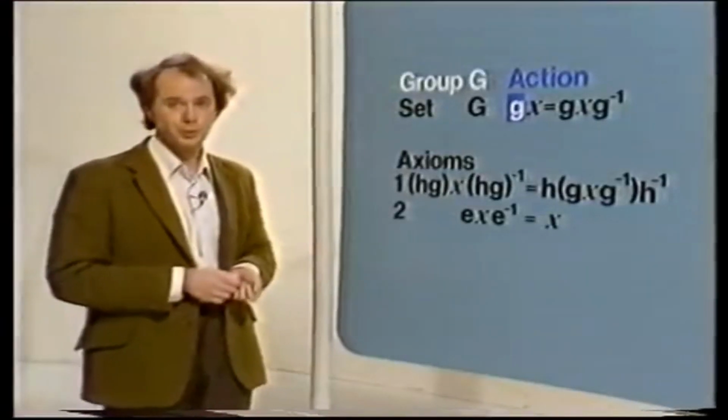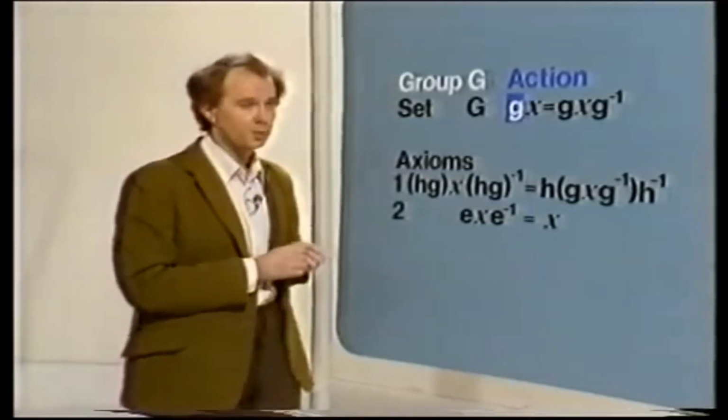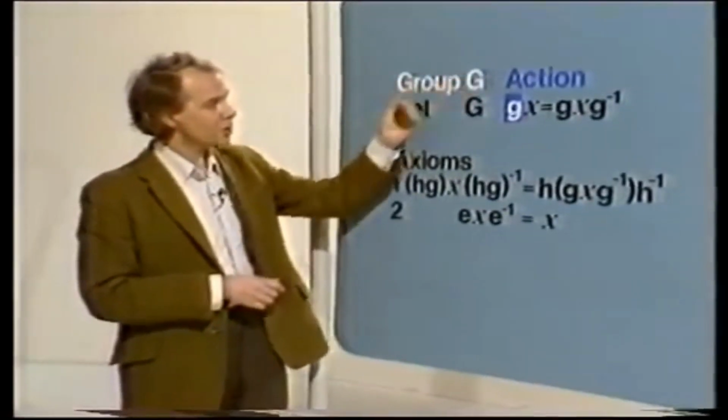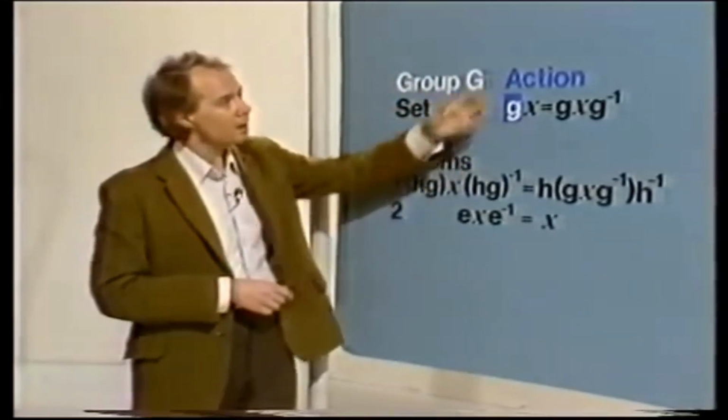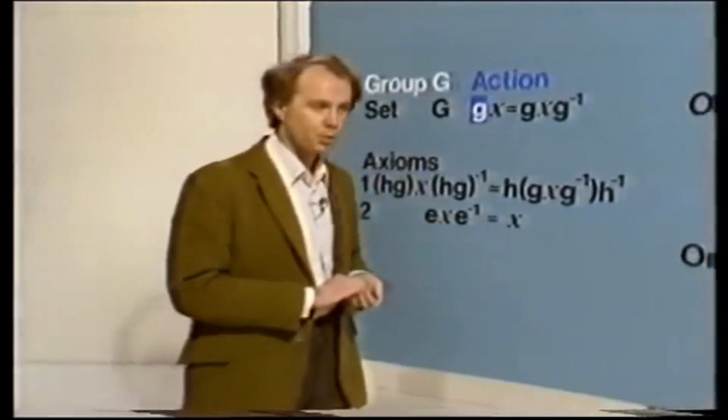Here's another group action for you to look at. It's something for you to do after the program. But to get you started, I'll just give you some idea how it will go. You take a general group G, and the set will be G again, and the action is defined this way, that's conjugation. You'll have to check the axioms in the usual way.